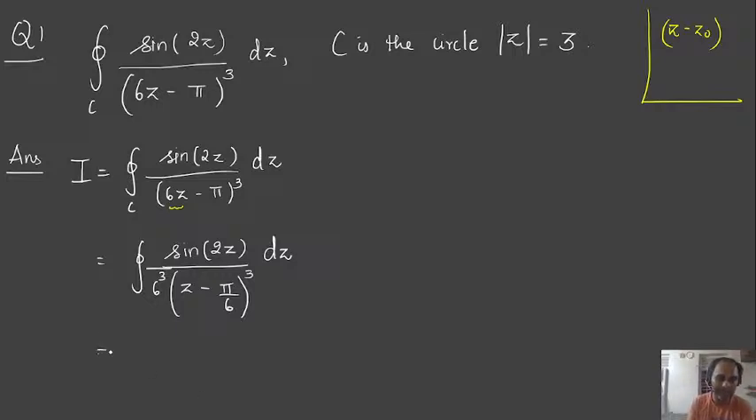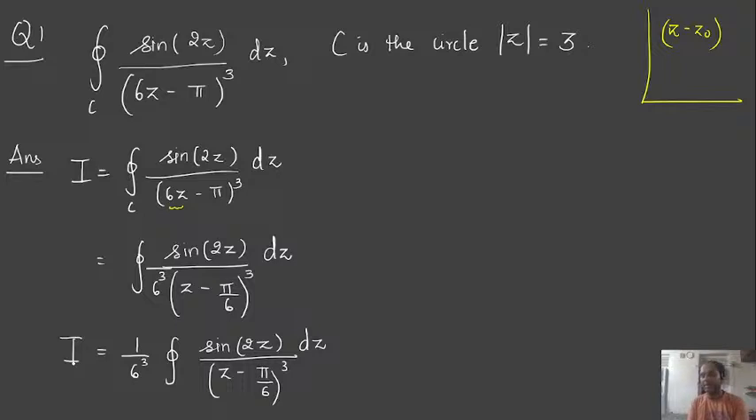Now 1 upon 6 cubed will remain outside, and I will have to find the integral of sine 2z over (z minus pi by 6) whole cubed dz. I'll integrate the following bracket, which I am putting inside the blue bracket. Okay, so this is the bracket that I will be now focusing upon.